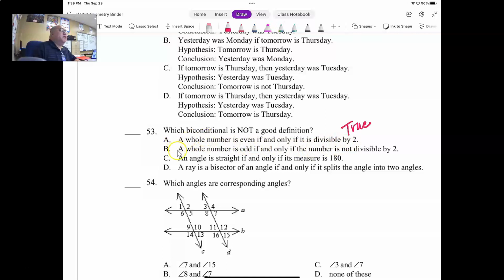B. If a whole number is odd, then the number is not divisible by 2. So I would have to find a counterexample. 1 is odd, 3 is odd, 9 is odd, 11 is odd, 13 is odd, 15 is odd. It seems like it's not divisible by 2. So I want to say that's true.